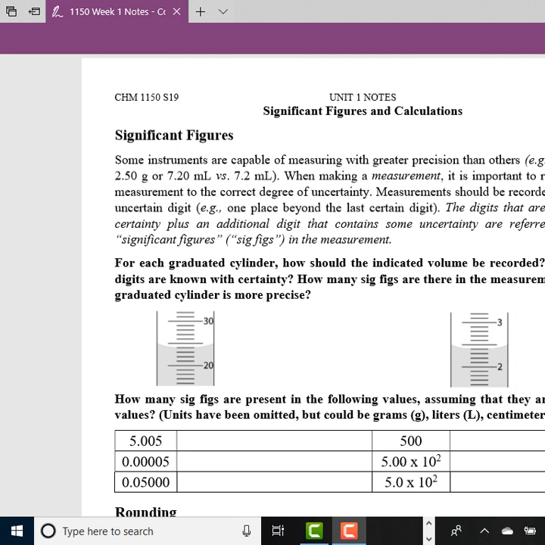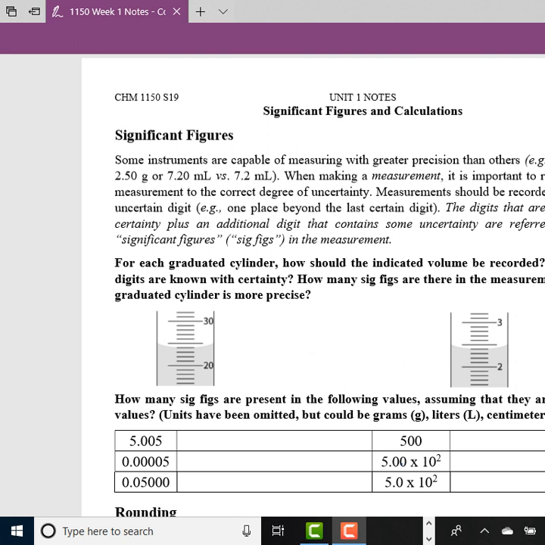So let's first talk about significant figures. Significant figures are mostly important because they convey information about measurements that we make, and they actually convey nonverbal information about measurements we make. You may not know who's going to read data that you take later, but whoever reads it can know how precise that data is based on significant figures. Some instruments are capable of measuring with greater precision than others. For example, 2.500 grams versus 2.50 grams. Or 7.20 milliliters versus 7.2 milliliters.